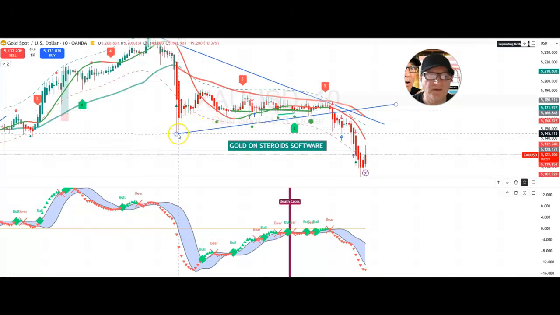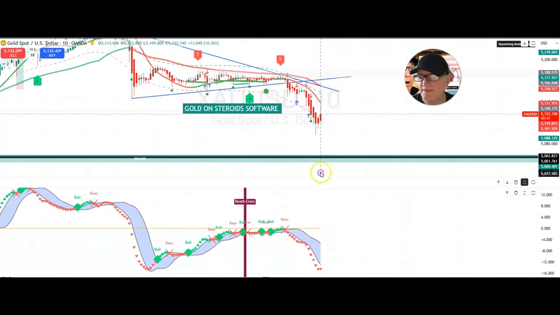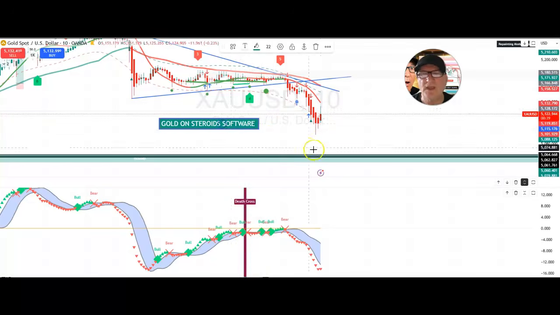I did draw a line in the VIP room this morning. Any kind of breakdown below 51.66, if you got into that trade, congratulations. One thing to watch out for though, there is demand down here at 50.60, something like that. 50.63, 50.64. So be watching out for that in the next 24 hours.